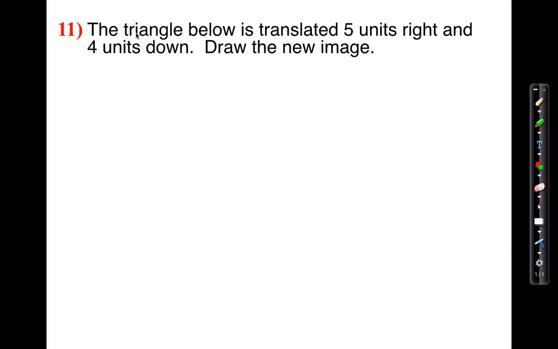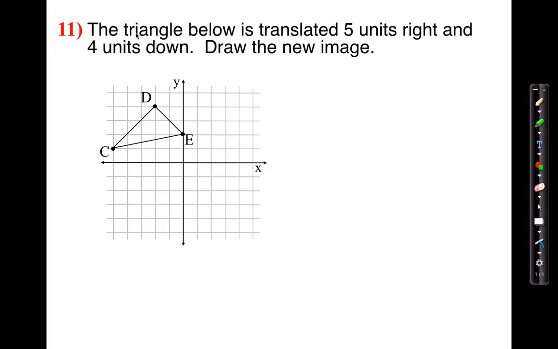Okay, so let's go ahead and try number 11. Here it says the triangle below is translated 5 units right and 4 units down. Draw the new image. So they gave us a description of what we should do, so let's go ahead and follow it. So the instructions are to go 5 units to the right and 4 units down.